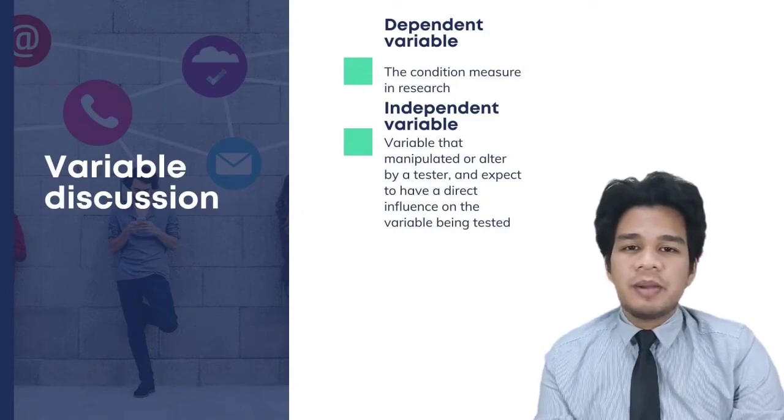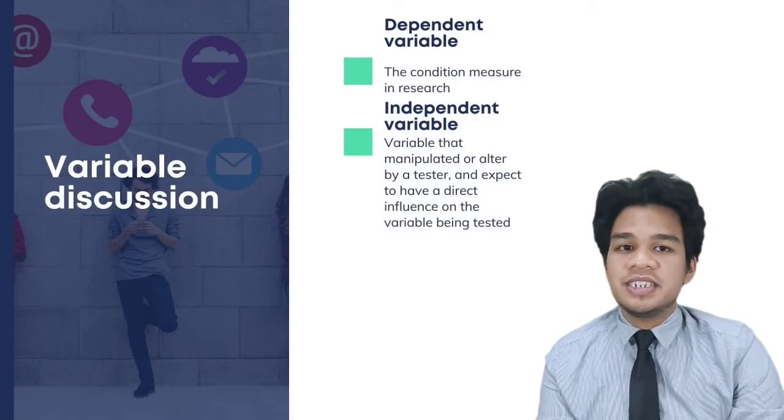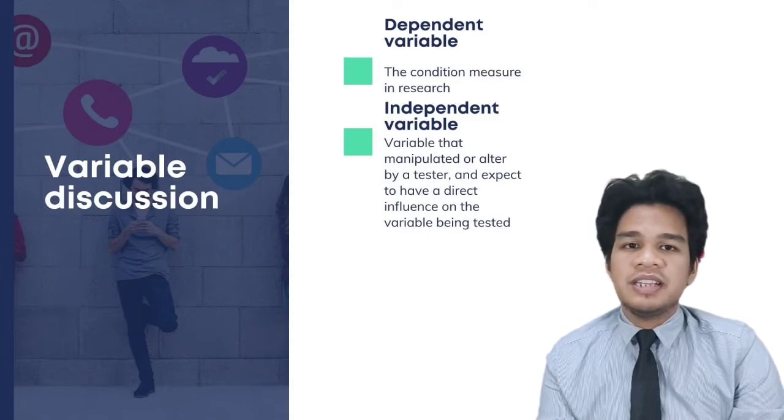The dependent variable is the condition the researcher measures in the experiment. This variable helps the researcher to evaluate how it responds in change to the independent variable, so the researcher can think of it as dependent on the independent variable. Sometimes the dependent variable is called the response variable.